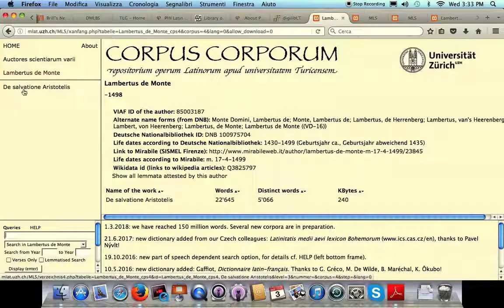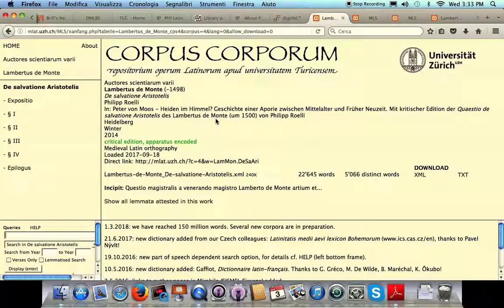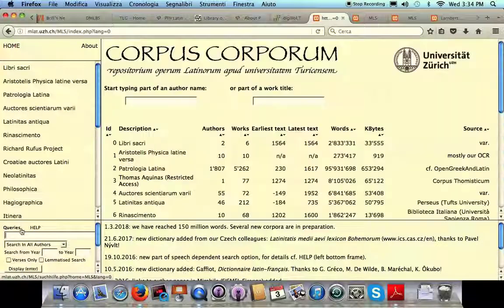You see here a list of the authors, for example, Dante. Of course, it's Latin works only, not his Italian works. For example, the De Vulgari Eloquentia. You see here again the edition, which is in this case an edition from 1968. You can go into the text the same way as I showed you before. And then quick words and so on.